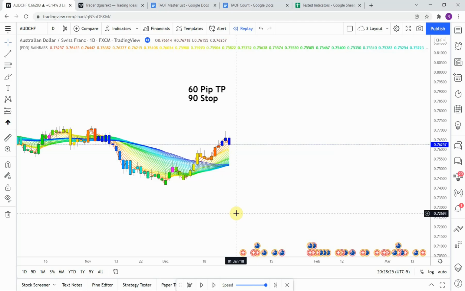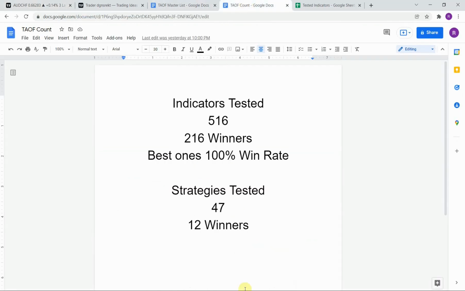Alright, as I said, today we will be testing the RAINBARS indicator. Before we do though, I wanted to put the testing scoreboard up for everyone to see.